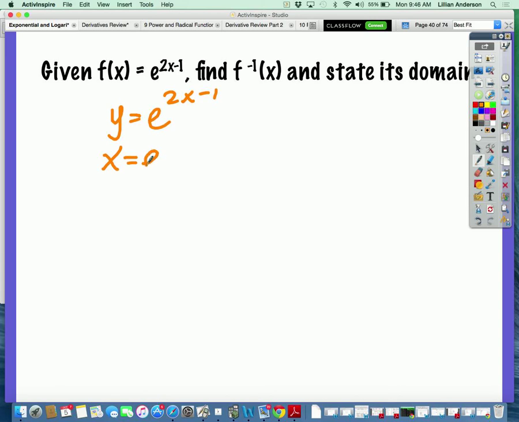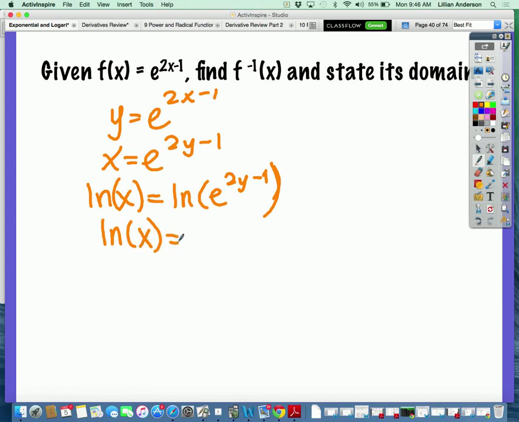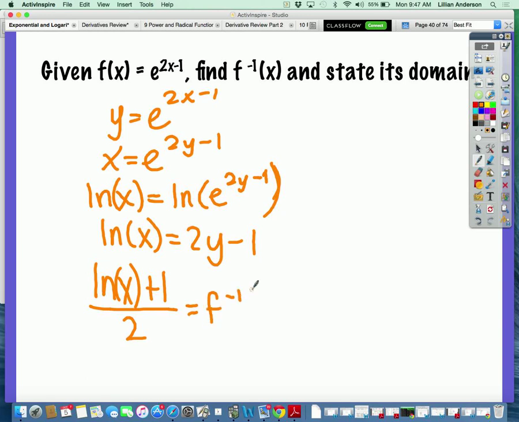I've got to switch first, and then natural log both sides, because the natural log is going to do what? It's going to get rid of the e, and bring down the 2y minus 1. Then it's just a little bit of algebra, right? What do we have to do? Add 1, and then divide by 2. And then, of course, remember our proper notation for inverse.